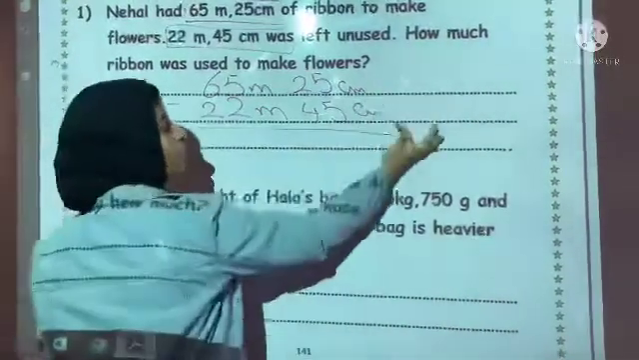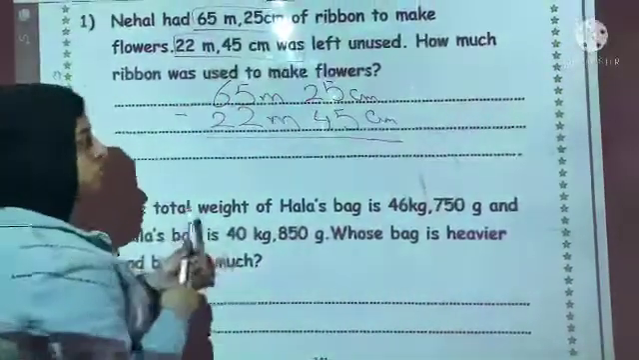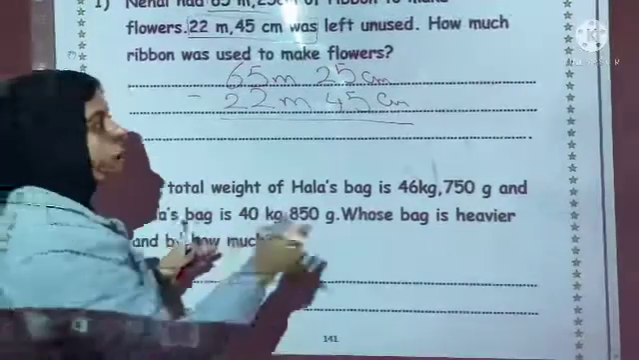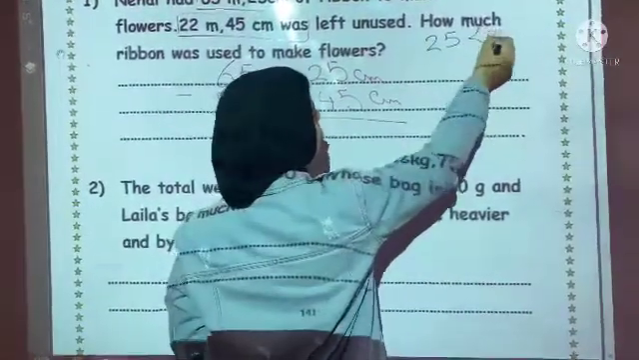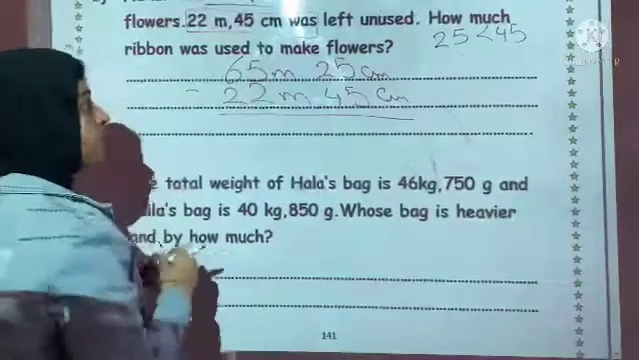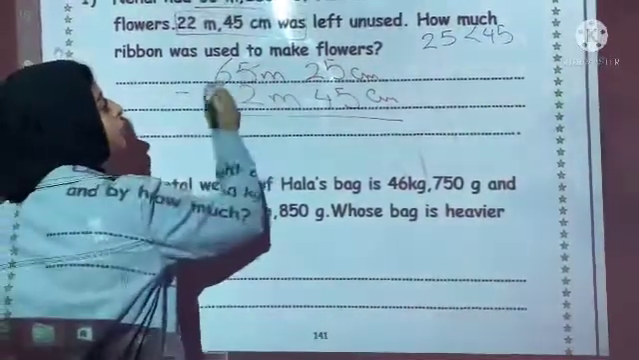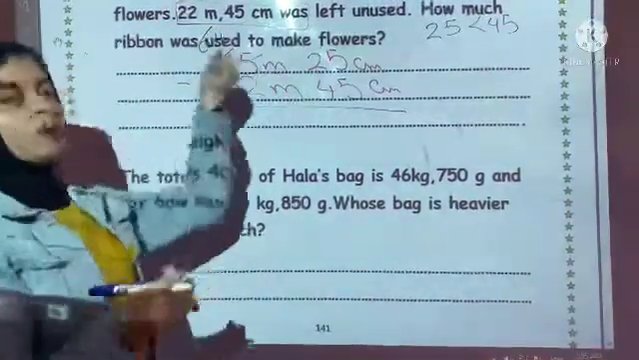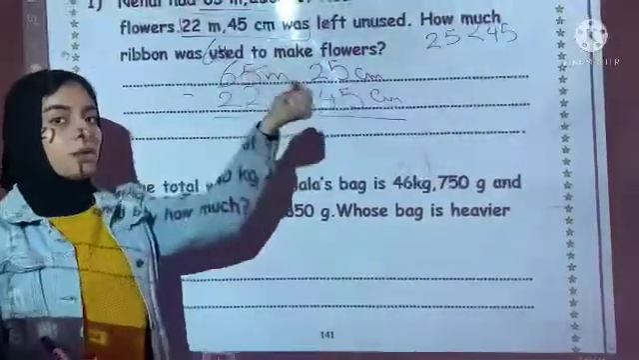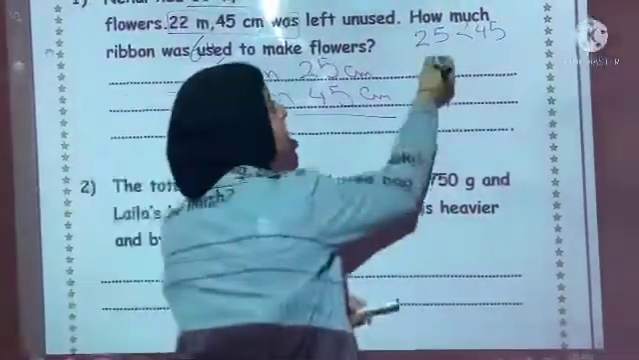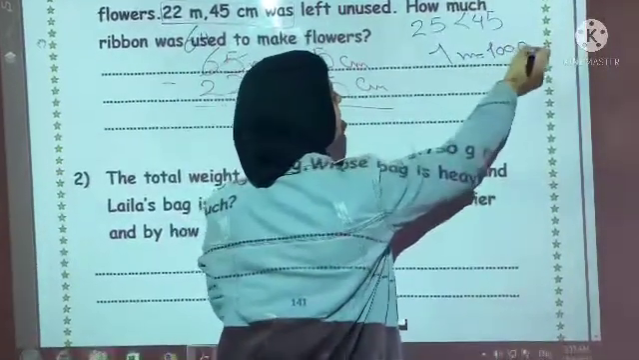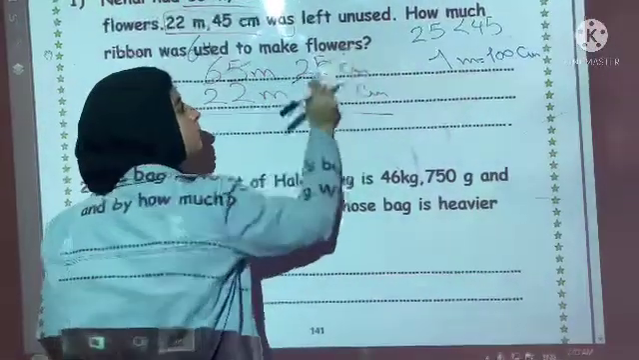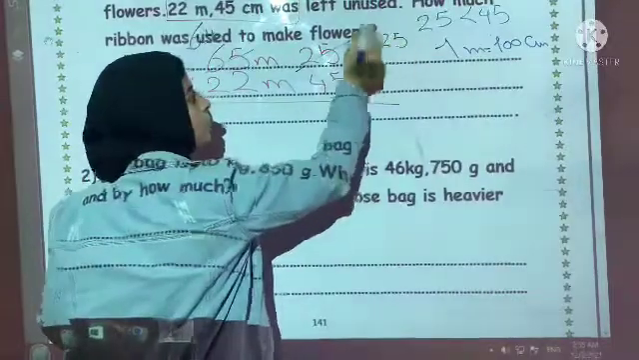Now I'm going to line up centimeter with centimeter and meter with meter. Let's start with centimeter. 25 minus 45, does it work or doesn't it? It doesn't work, because 25 is smaller than 45, so I can't do it. That means I'm going to regroup from the meters. When I subtract 1 from 65, it will be 64. And when I subtract 1 meter, how many centimeters do I have now? I have 100, because 1 meter equals 100 centimeters. 100 plus 25 will be 125.